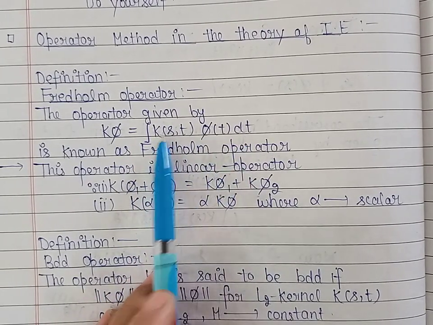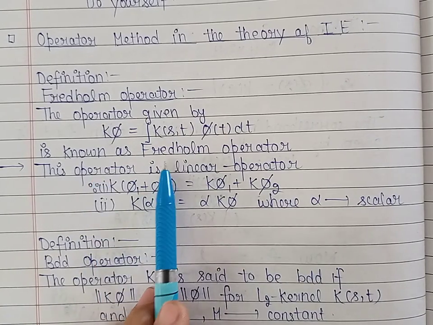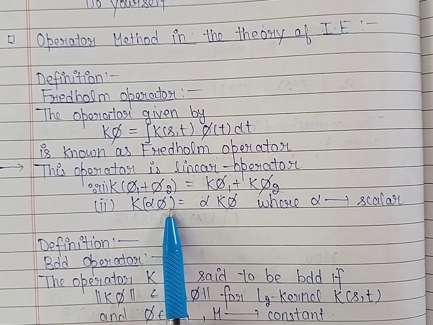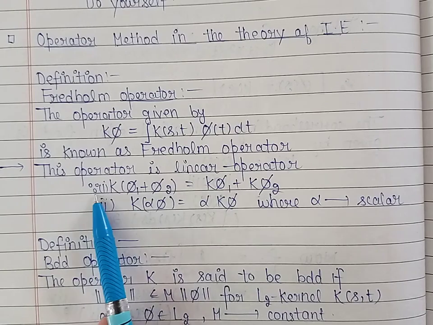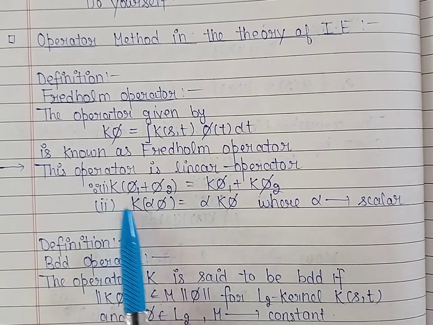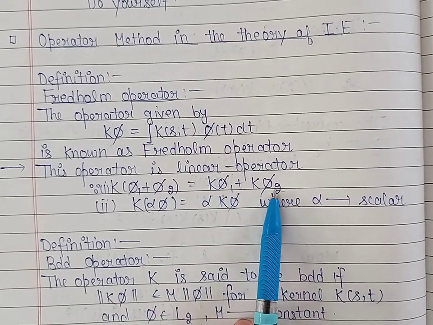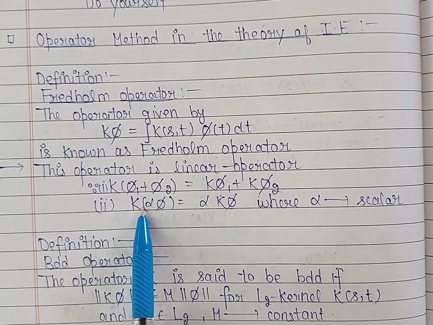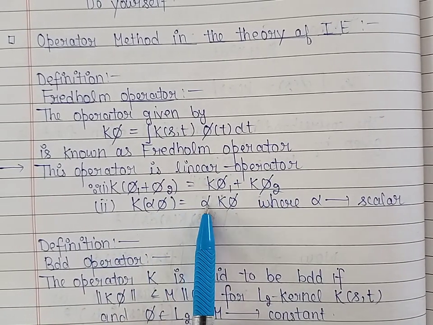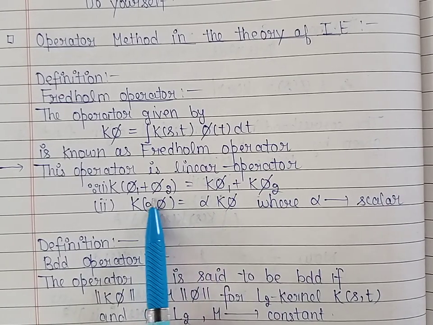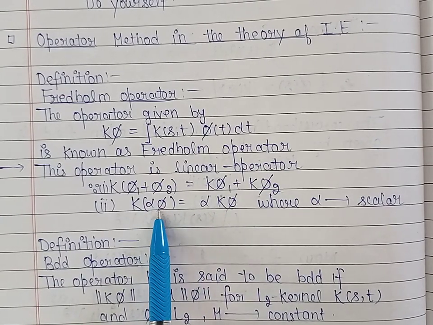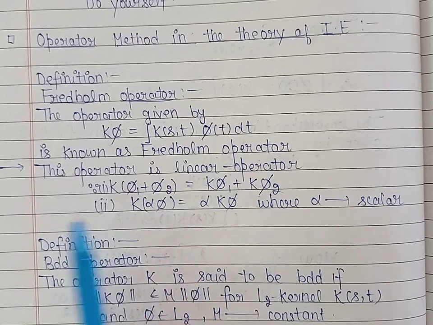This operator is a linear operator because it satisfies both the conditions of linear transformations. The first condition is K(φ1 + φ2) = Kφ1 + Kφ2. And the second condition is K(αφ) = αK(φ). Here α belongs to the field of scalars, which can be real or complex.